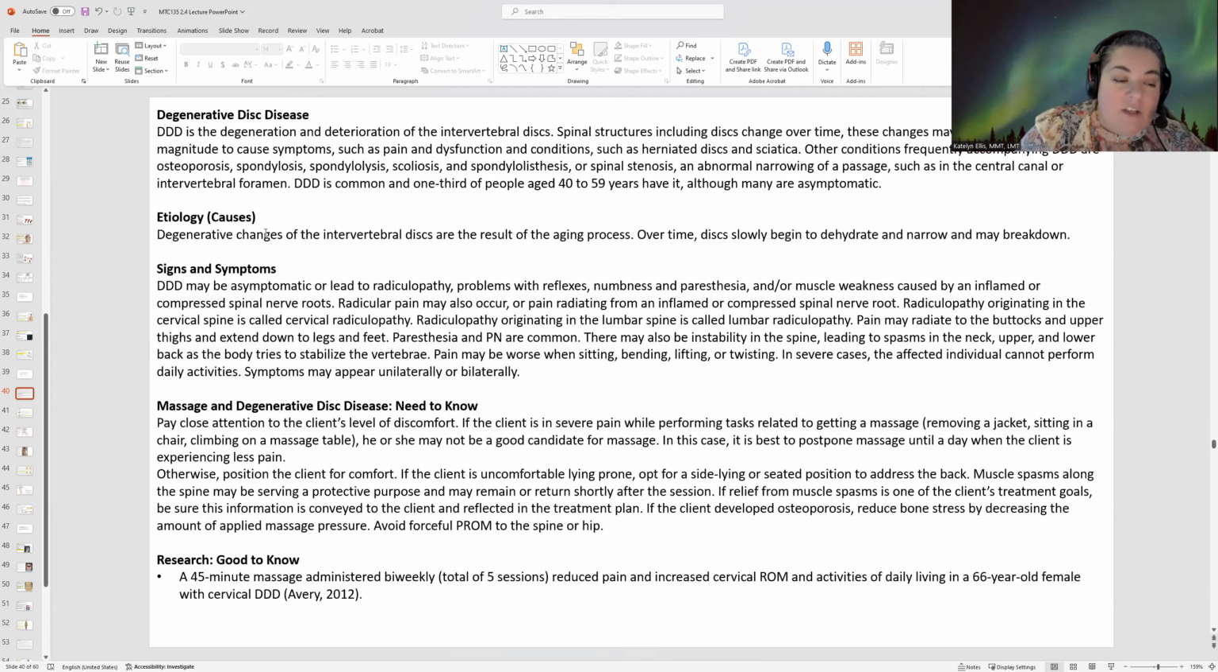With massage and degenerative disc disease, all right, pay close attention to how comfortable the client is. You might have clients that can't raise their leg to get on the table.